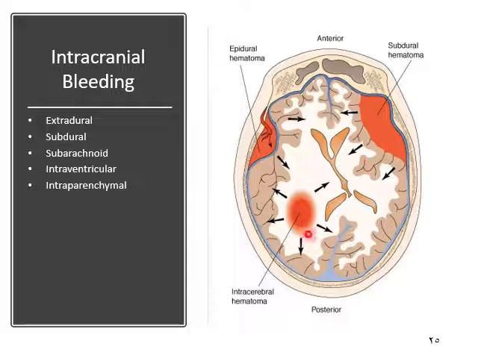If the hemorrhage is inside the brain tissue itself, it is intraparenchymal. If it is within the CSF spaces, it is intraventricular. If it is below the subarachnoid spaces or inside the subarachnoid spaces, it is a subarachnoid hemorrhage.